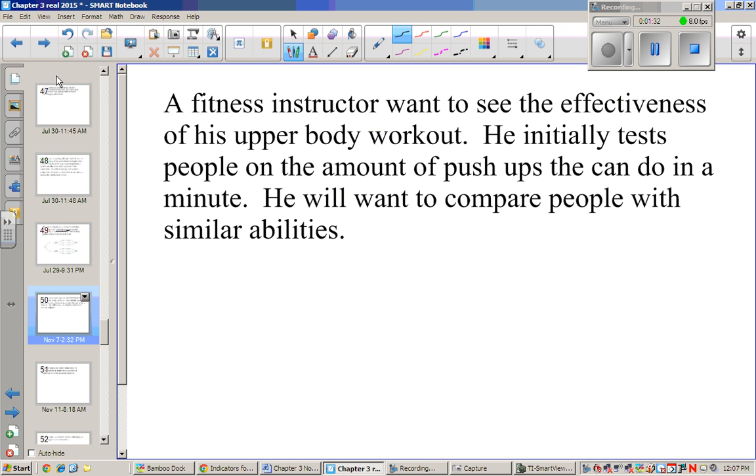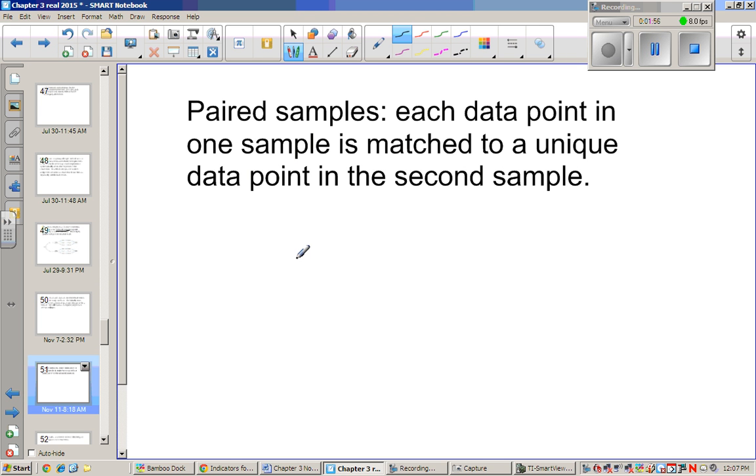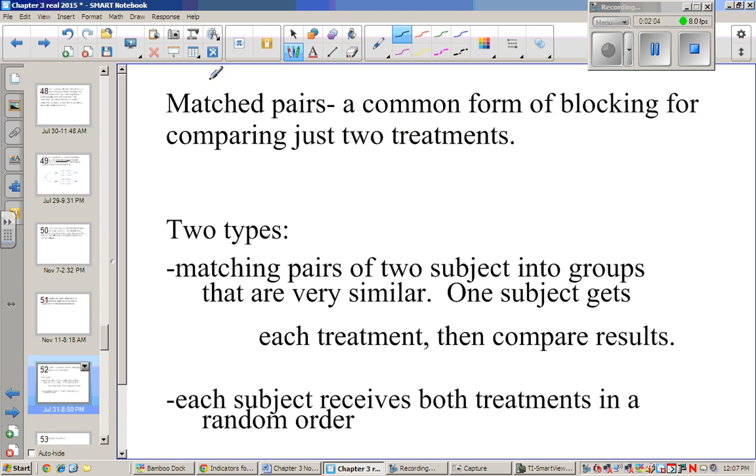For instance, here a fitness instructor wants to see the effectiveness of his upper body workout. He initially tests people on the amount of push-ups they can do in a minute. He wants to compare people with similar abilities. In this case, there are a couple things that he can do. He can separate them into two groups, or he can do something called a paired sample. Paired samples are when each data point in one sample is matched up to a unique data point in the second one. Specifically, it's called matched pairs. It's the common form of blocking when we're just comparing two treatments.